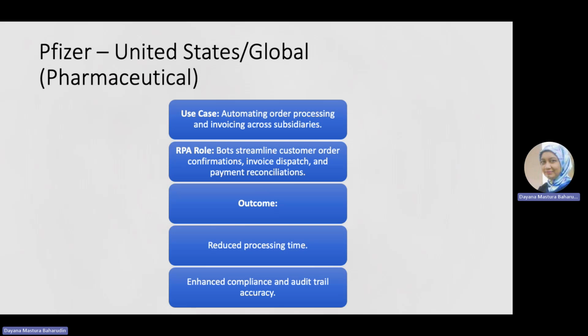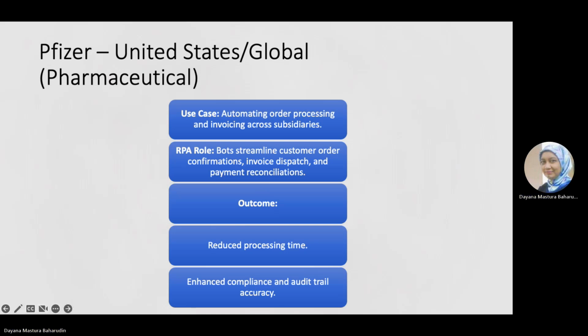Pfizer, your name sounds familiar. Okay, Pfizer, automating order processing and invoicing across subsidiaries. And the RPA role: bots streamline customer order confirmations, invoice dispatch, and payment reconciliations. So basically, the outcome is reduced processing time and enhanced compliance and audit trail accuracy.